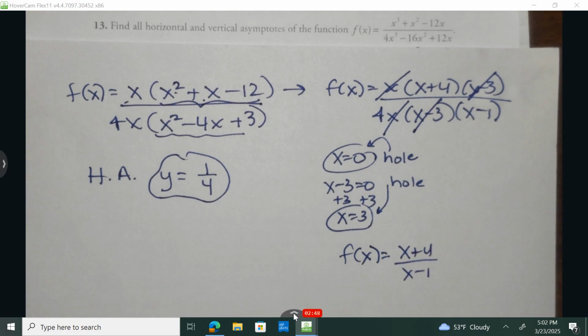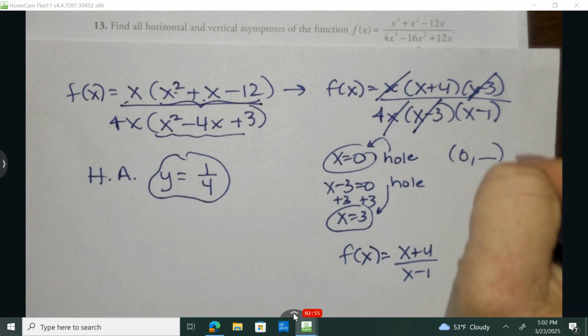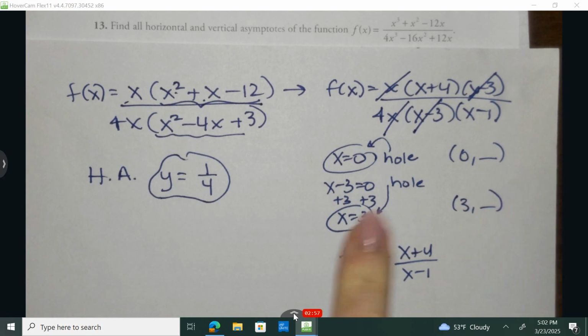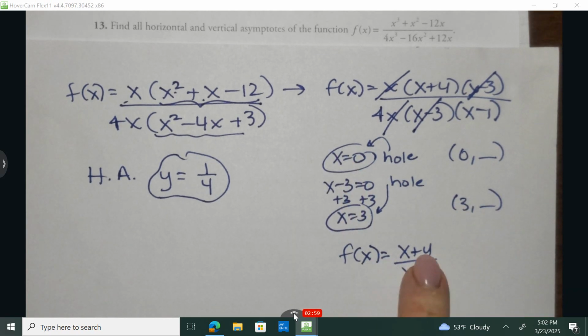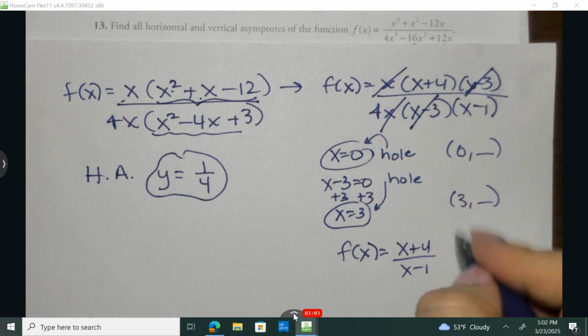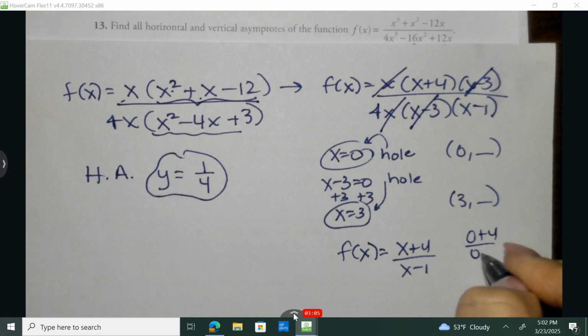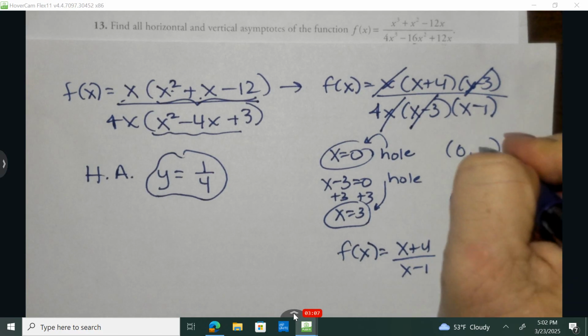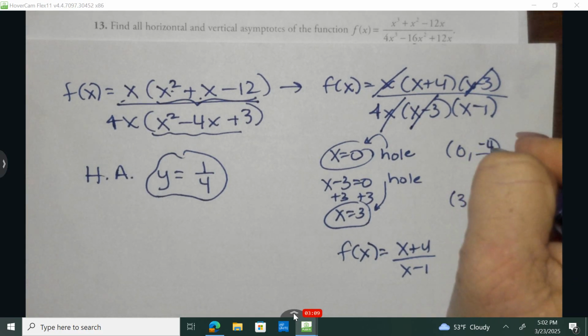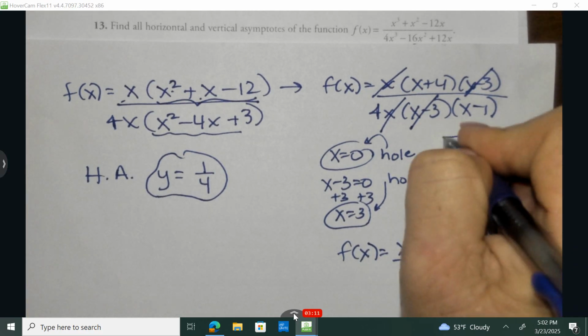Now, if x equals 0 is a hole, we need to figure out what is the corresponding y value. So 0 and what value? We're going to take 0 and plug it in. 0 plus 4 is 4, 0 minus 1 is negative 1. So when I plug in 0, I get 0 plus 4 over 0 minus 1, 4 over negative 1, this would be negative 4. If I can find a y value, that means yes, there is in fact a hole.